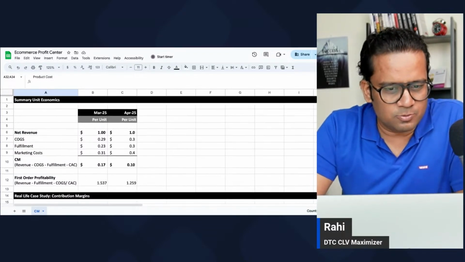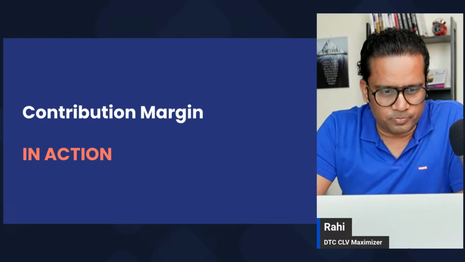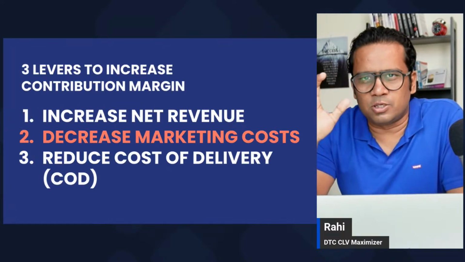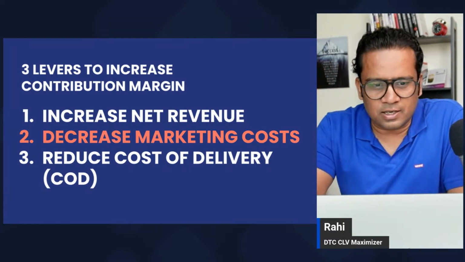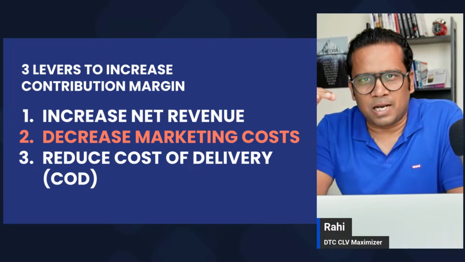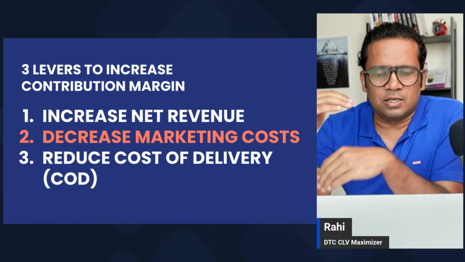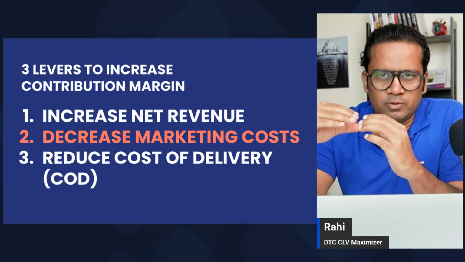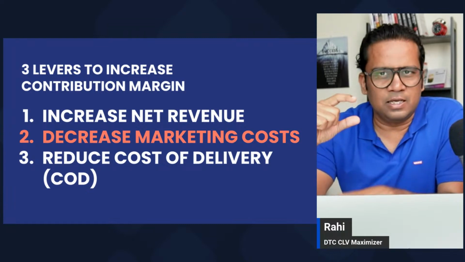Now, based on first principles, there are only three levers to improve contribution margin. The first is to increase net revenue, which is your top line. And it's not about just going from 100K in sales to 150K in sales. The idea is how you improve while keeping all the costs the same, so it's mostly increasing the gross margin.